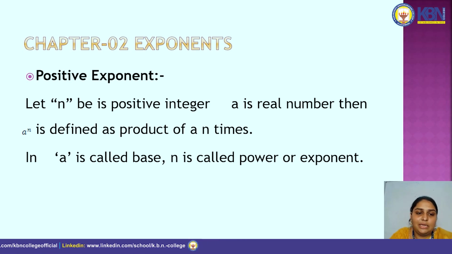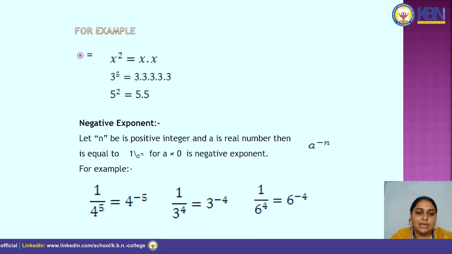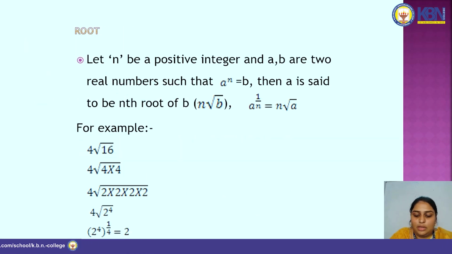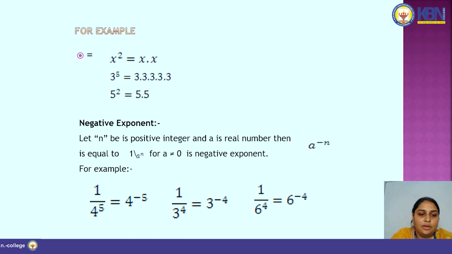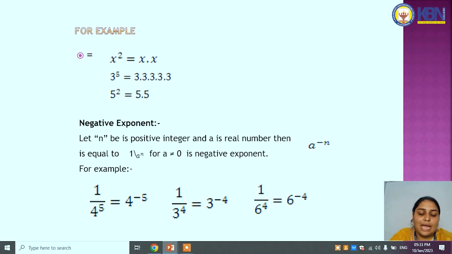Here n is a positive integer and a is a real number, then a power minus n can be defined as 1 by a power n. Here definitely a should not be equal to 0. This expression is called a negative exponent.